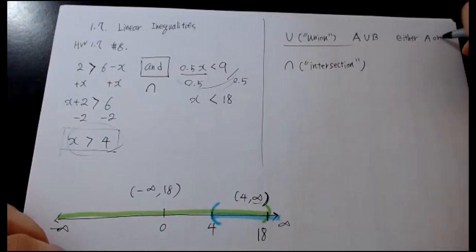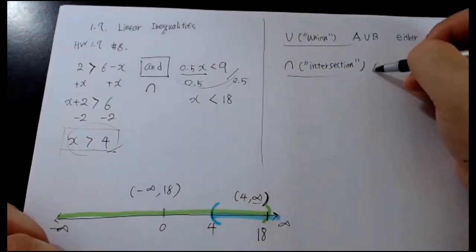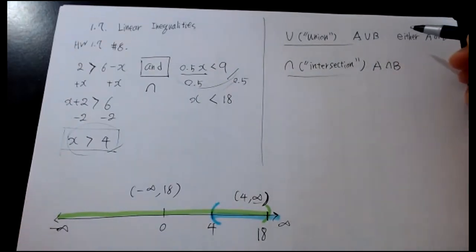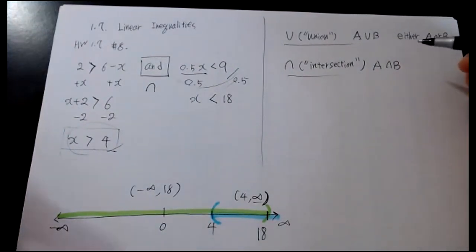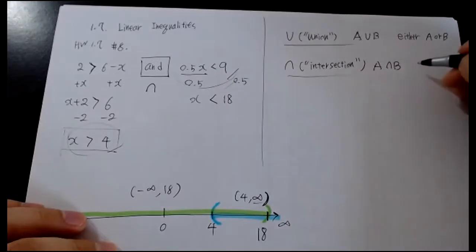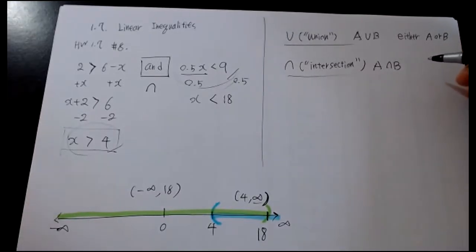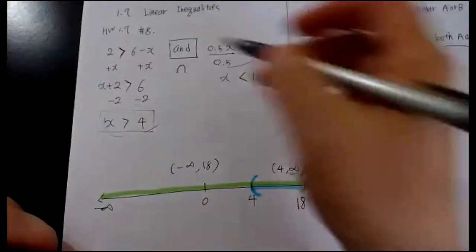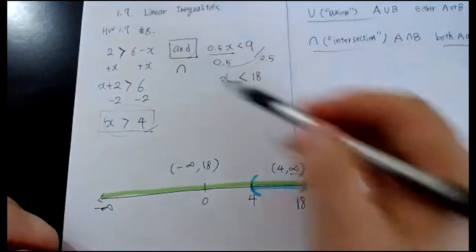Either A or B. So what does intersection mean? A intersection B. Say A and B are sets of numbers. A intersection B means the set of all numbers belonging to both A and B. Okay, keep that in mind. So the "and" means intersection.